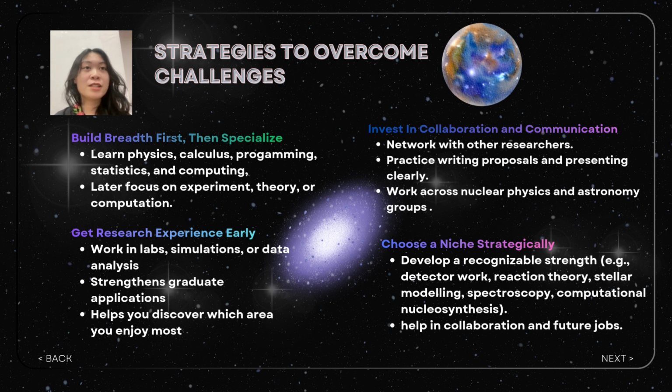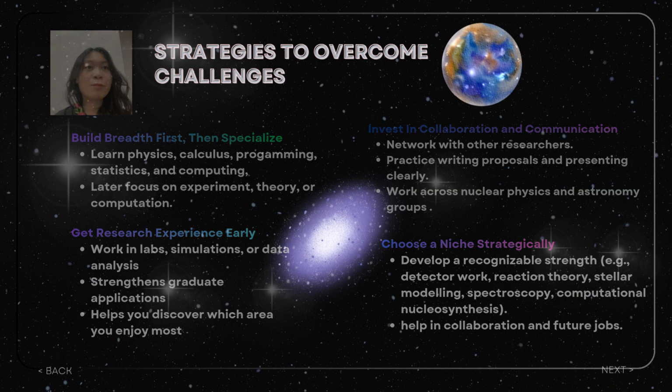Invest in collaboration and communication, where nuclear astrophysics is too broad for one person to do alone. So networking, writing proposals, presenting clearly, and working across nuclear physics and astronomy groups are real career skills, not extras. Lastly, be strategic about choosing a niche. People who do well in this area often develop a recognizable strength, such as detector work, reaction theory, stellar modeling, spectroscopy, or computational nucleosynthesis, because that makes them valuable in collaborative projects and future jobs.